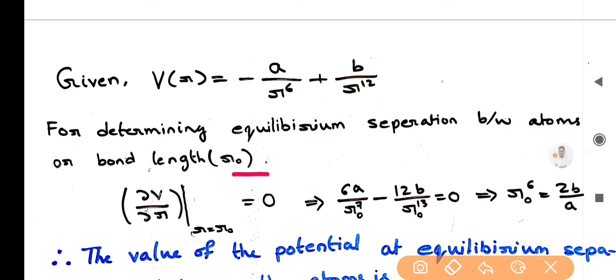you have to partially differentiate the potential with respect to r, as the potential is a function of r, and equate it with 0. With further calculation you will get r naught to the power 6 equals 2b by a. If the question asks for bond length or equilibrium separation, you have to find only r naught. So r naught will be 2b by a whole to the power 1 by 6.